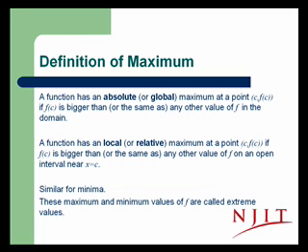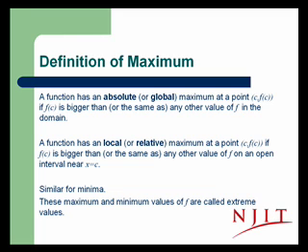A function has an absolute or global maximum at a point c, f of c, if f of c is bigger than or the same as any other value of f in the domain. In other words, on a graph, it's higher than any other point, might be equal to some other highest point, but the absolute maximum is the highest that a curve gets. Similarly, a minimum is the lowest that a curve gets.